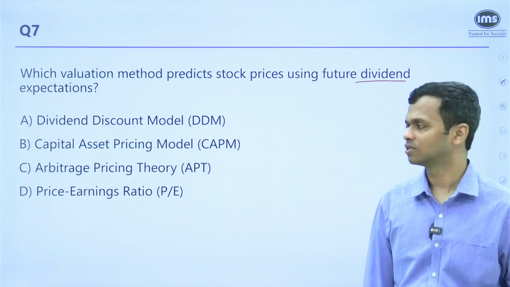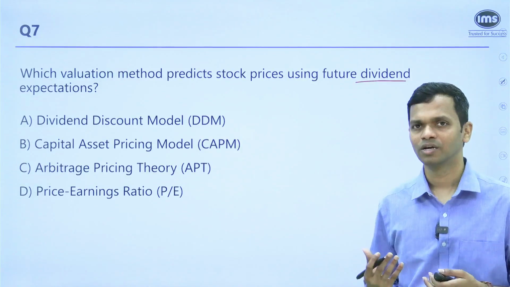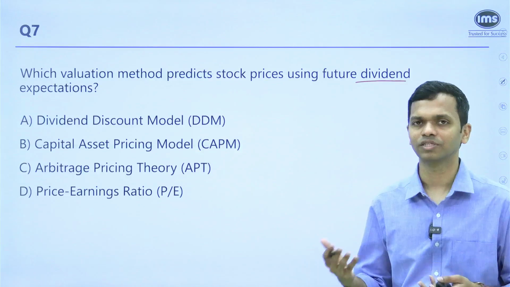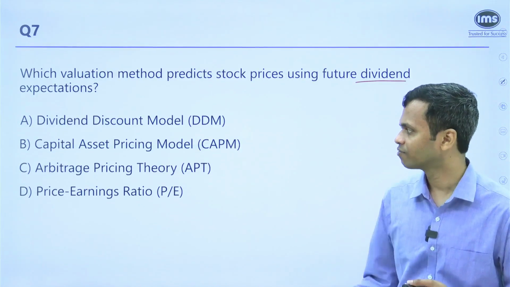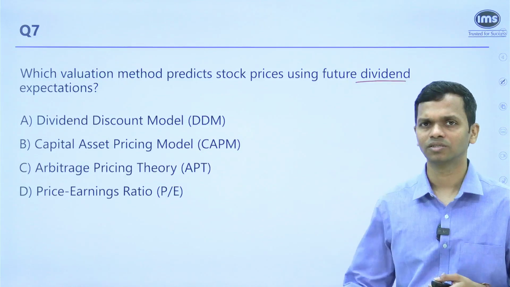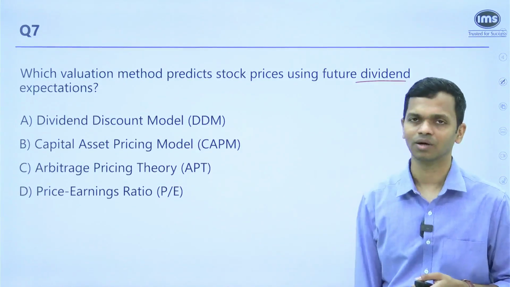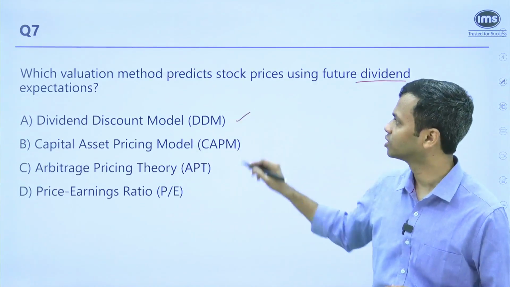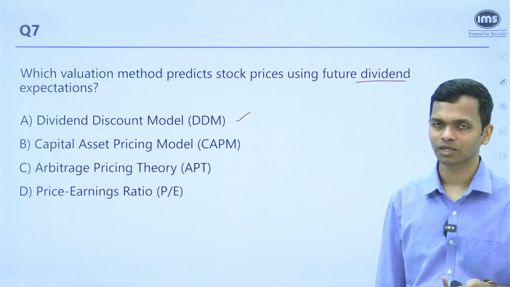Arbitrage pricing theory, which is based on differences. The word arbitrage is essentially about the difference between, let's say, the price of a particular product or service in different markets and how you can leverage that to your advantage. And finally, the price earnings ratio, right, which, if you are active in the markets, you have definitely come across as the PE ratio. So from here, the only one which directly addresses the question is the dividend discount model.